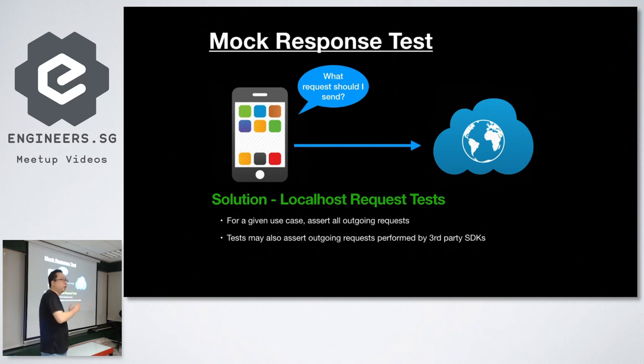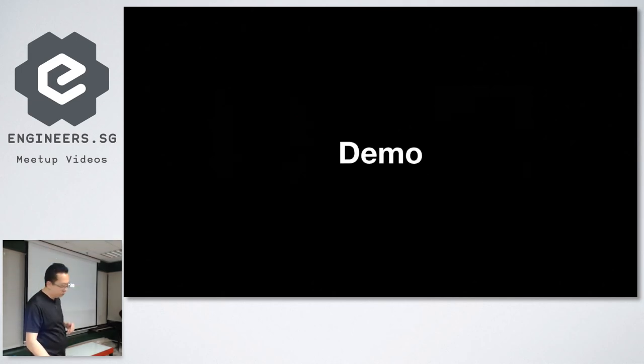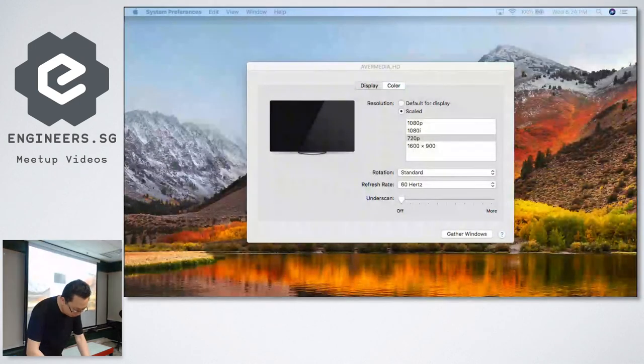Given a use case, we're sending certain Google Analytics requests to the server to capture page views, screen views. I can use the same technique to make sure that throughout this whole use case, the events are sent to Google Analytics in that particular order. But I don't have a demo for this. So let me go back to Xcode.